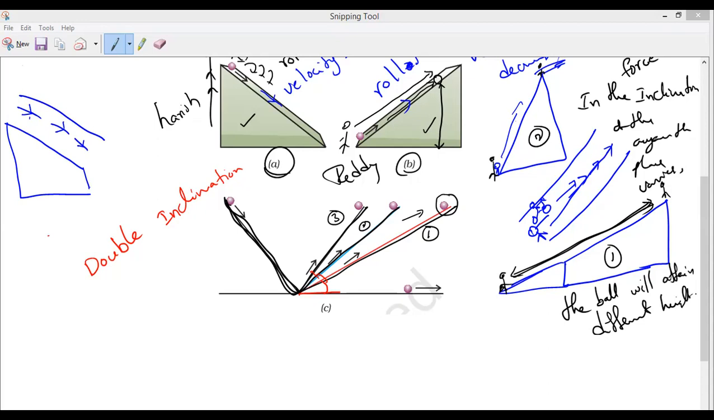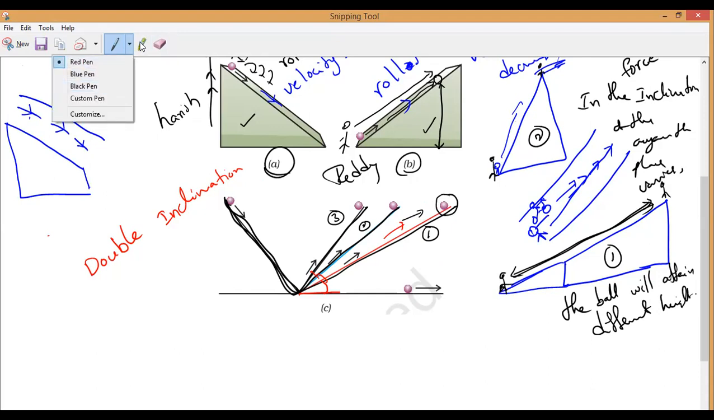Then the body reaches the same height traveling a longer distance. Have you noticed it, Hari? Here it is traveling a longer distance. Where is it traveling the longer distance? Case 1, yes or no? Case 1 is traveling a longer distance compared to case 2, and case 2 is traveling a longer distance compared to case 3.